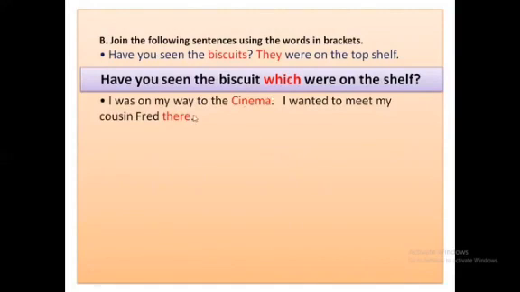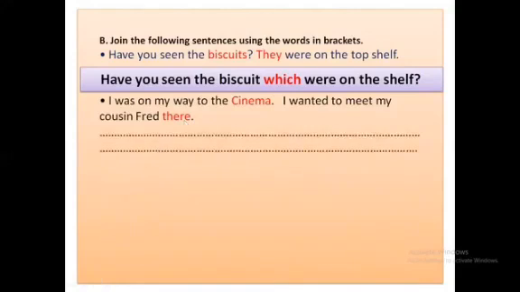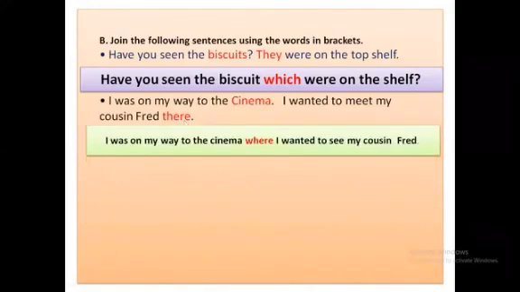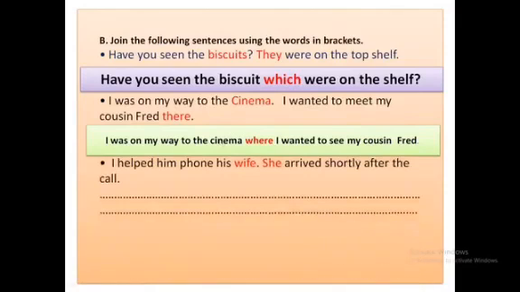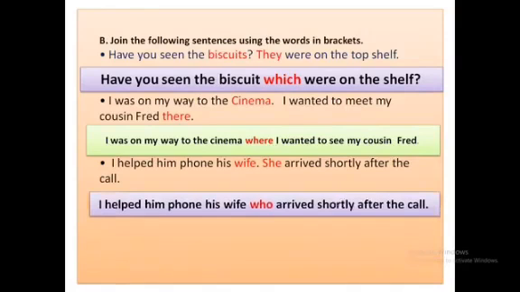Cinema is a place, there is a pronoun, there is a repetition. We want to avoid the repetition and write one long sentence. I was on my way to the cinema where I wanted to see my cousin. So where, followed by a subject, refers to a place. Then the other example: I helped him phone his wife. She arrived shortly after the call. I helped him phone his wife, who arrived shortly after the call. Who refers to a person and is followed by a verb.